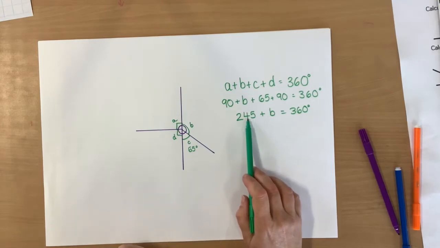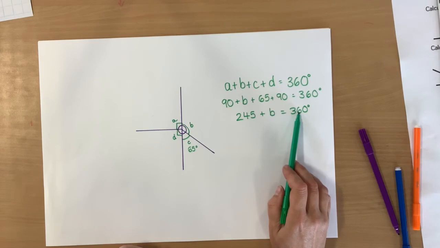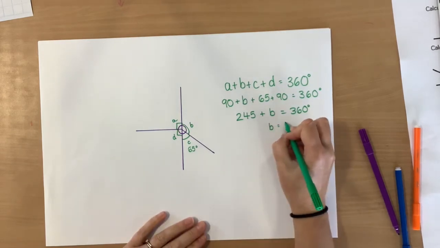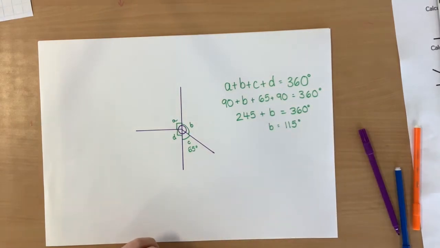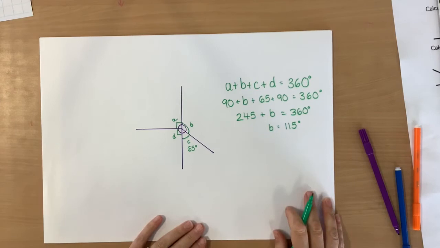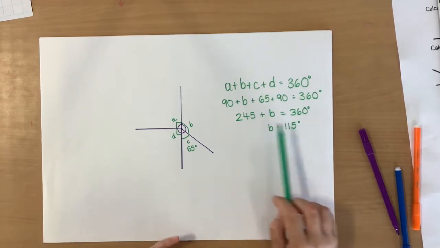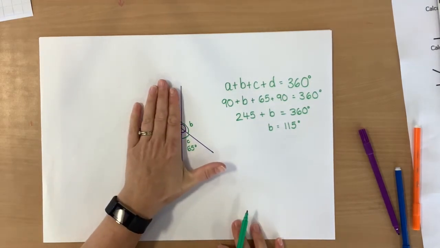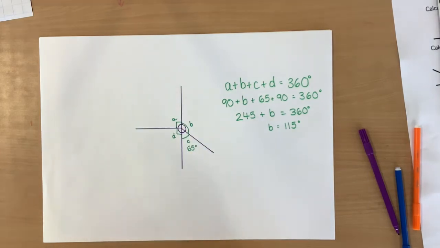So I'd need 55 more to take me to 300, and then 60. So 60 add 55 is 115. If you couldn't do that in your head, don't worry, you could have done a written method if you wanted to. So B is 115 degrees. We could add those back up and just check that it added up. We didn't necessarily need to do that, did we? Because actually you can see that B and C there are going to add up to 180, so we could have done it that way.